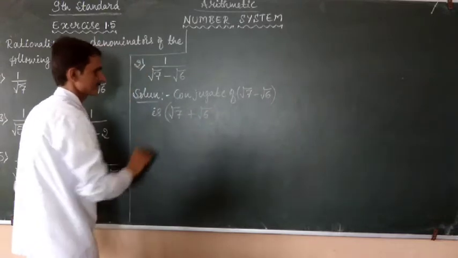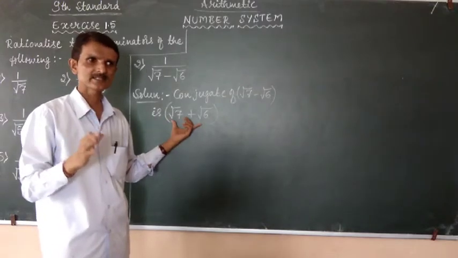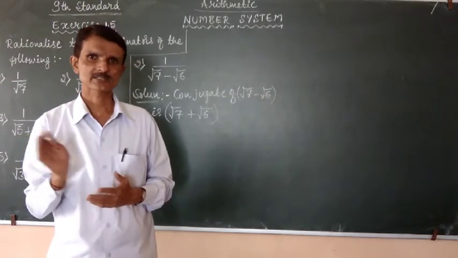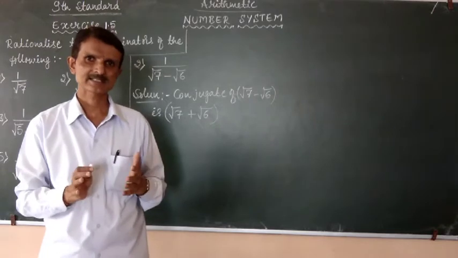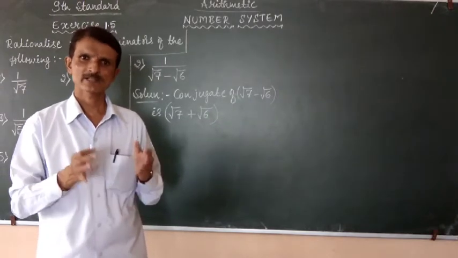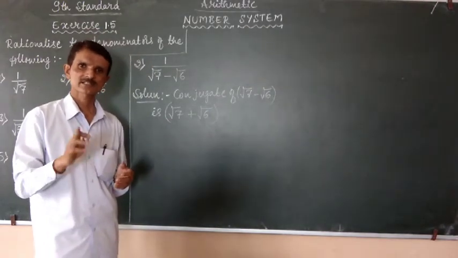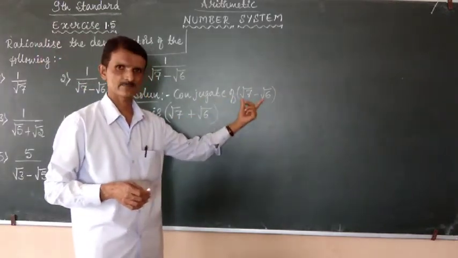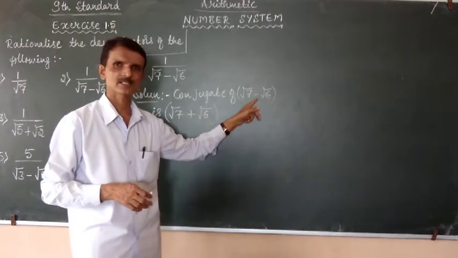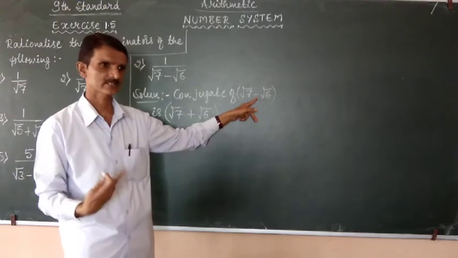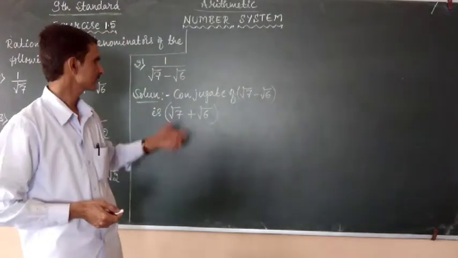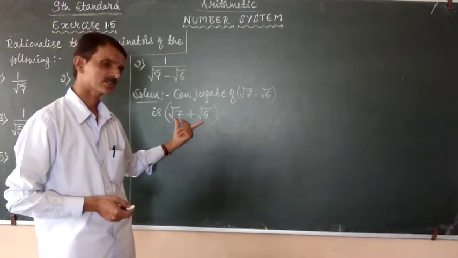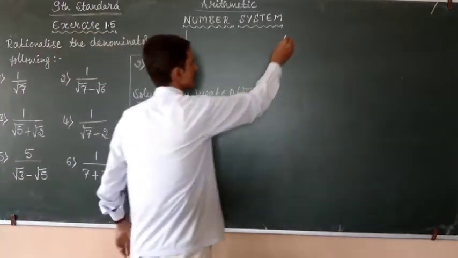I think you are clear about writing the rationalizing factor of the given irrational numbers. For monomials, write the same irrational number. For binomials, we call the rationalizing factor a conjugate. In writing the conjugate, write the same irrational numbers but change the signs. In place of minus, write a plus, and in place of plus, write minus. Therefore, the conjugate of the denominator root 7 minus root 6 is root 7 plus root 6. So now we will simplify.